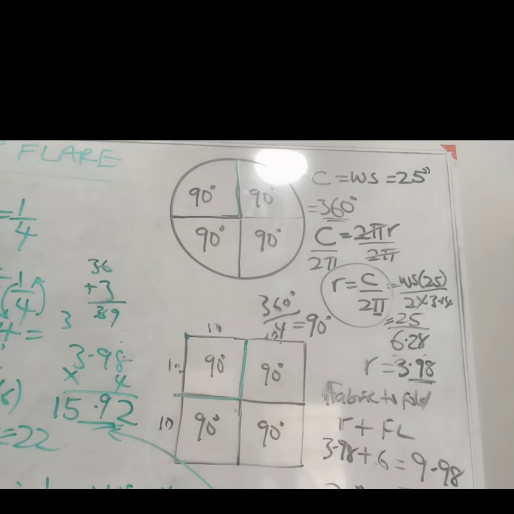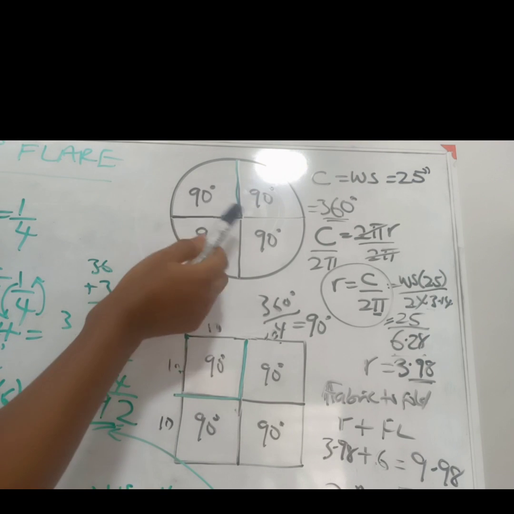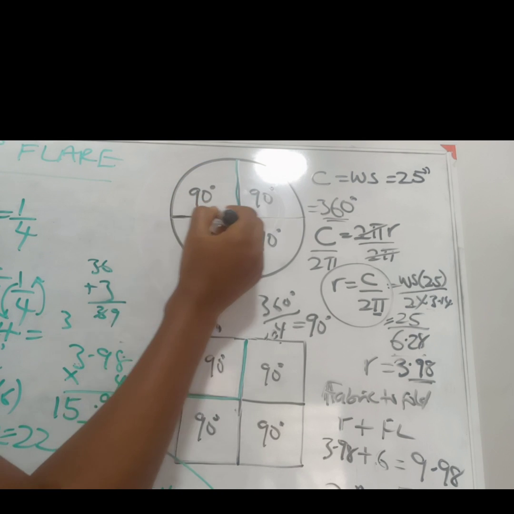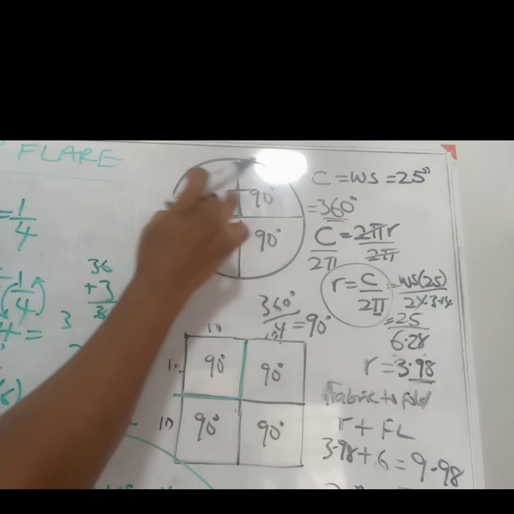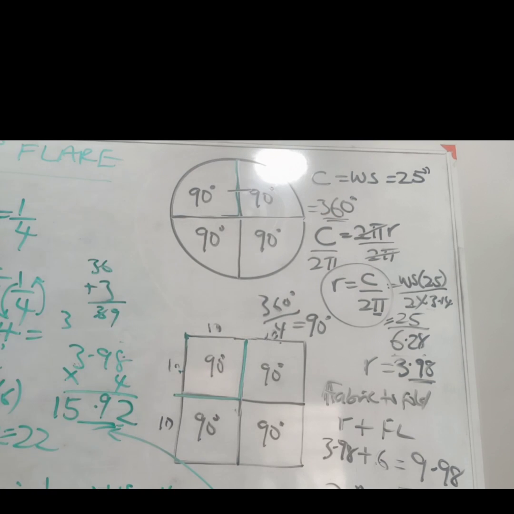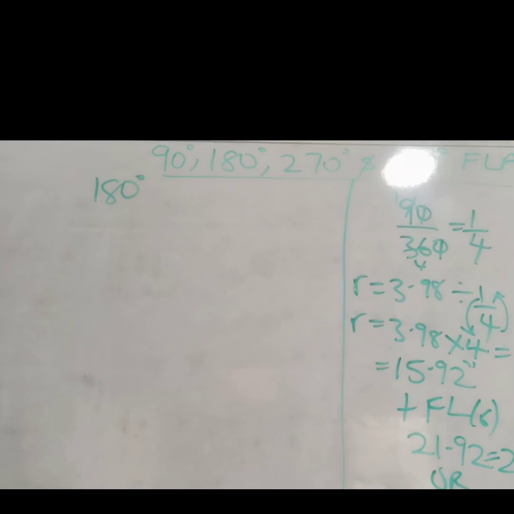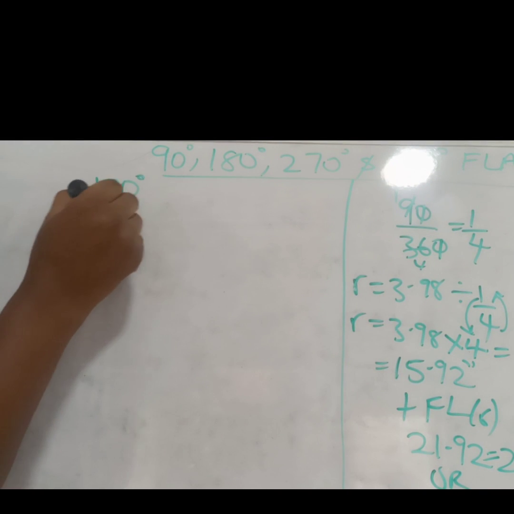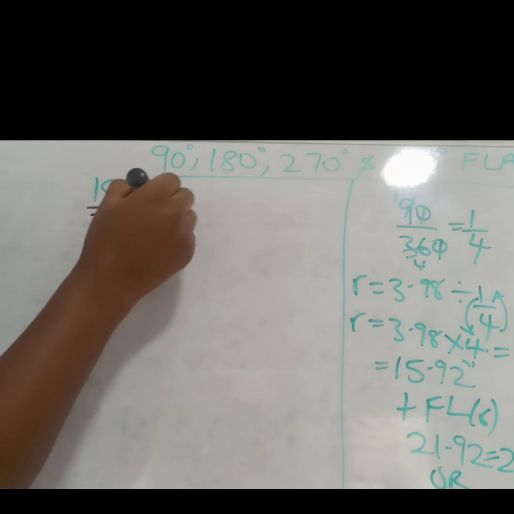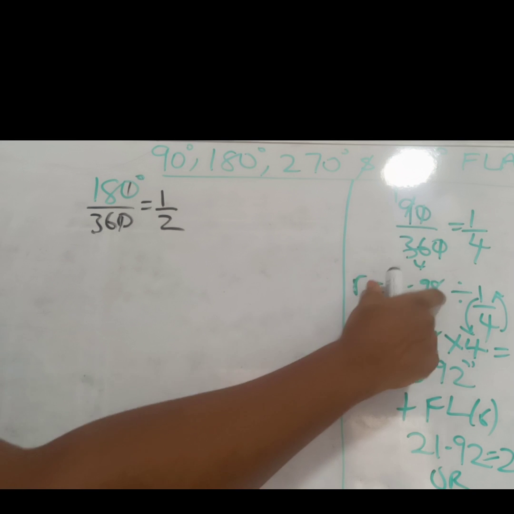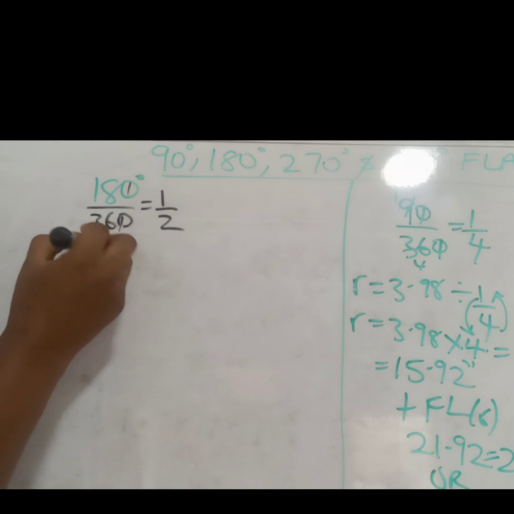So the next one I want to look at is 180. This time around, 180 is 90 plus another 90. So we are going to be looking at cutting the circle into two. So here is 180, here is another 180. So 180 over 360 will give us 1 over 2. And then the radius that we are working with, don't forget, is 3.98.